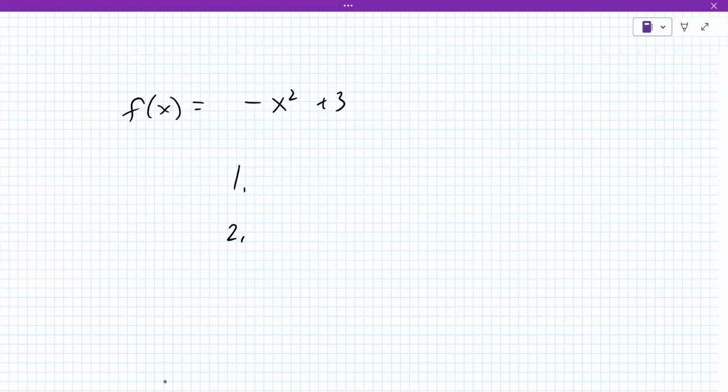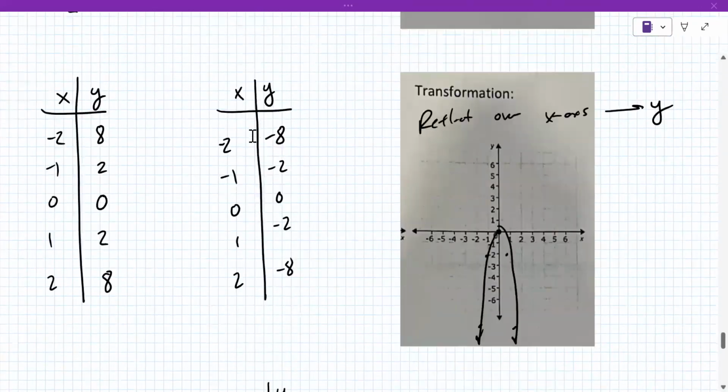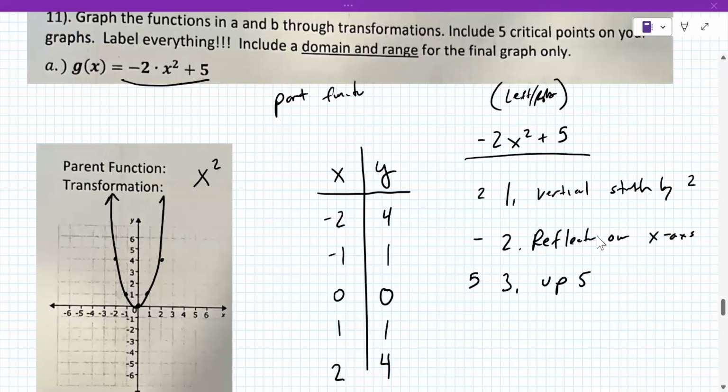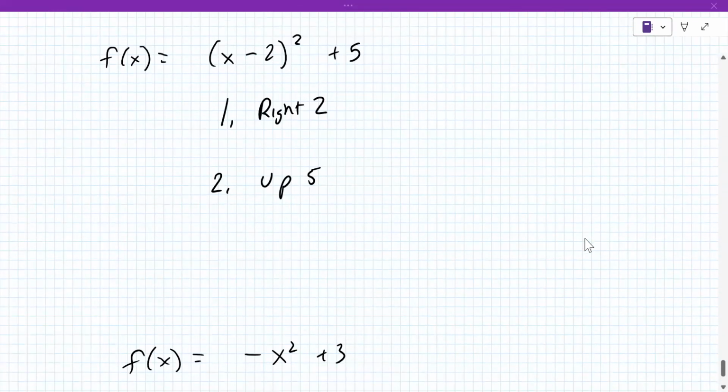Okay. All right, let's say it's f of x equals minus x squared plus 3. This has 2 transformations. Can you tell me either of them? The second one is up 3. Okay. No, I'm sorry, we're looking at the negative, not the number. Just the negative. What does the negative do? Does it negate it or flip it? Yes, reflect over the x-axis. Okay, great. All right.